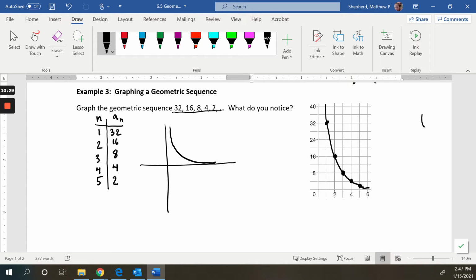All right, and notice how each time the number is half as big. Half of 32 is 16. Half of 16 is 8. So we can keep on taking a half. Half of 2 would be 1. Half of 1 is a half. Half of a half is a fourth. Half of a fourth is an eighth. Then a 16th. Then a 1 over 32.